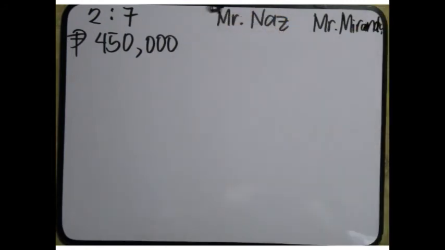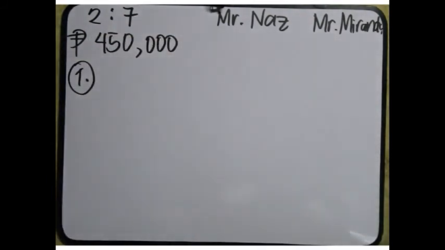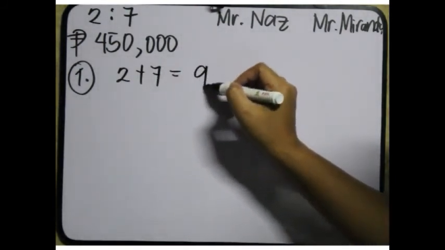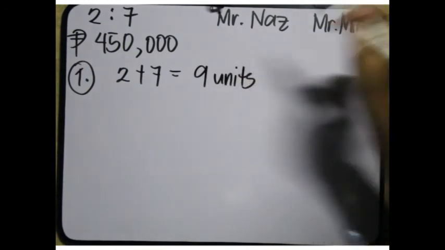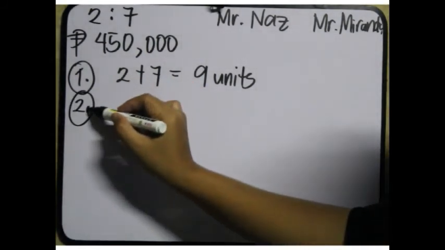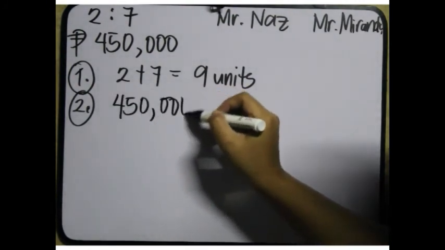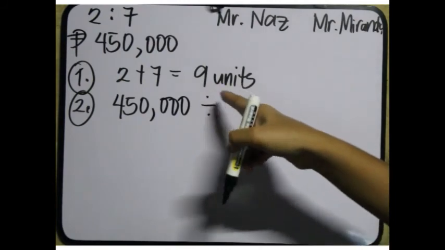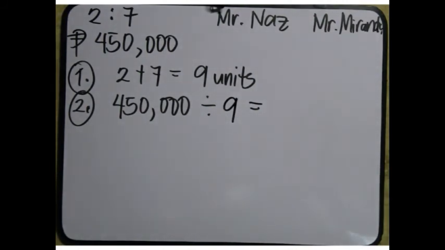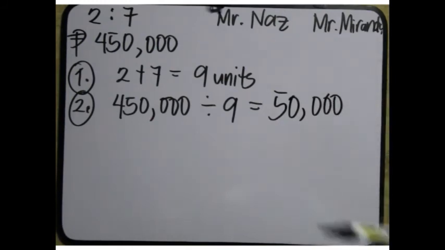Okay, to solve that one, our first step, we need to add the units for our given ratio. So 2 plus 7, that will be equivalent to 9 units. The next one, the total profit, which is 450,000, we need to divide by this unit. 450,000 divided by 9 is 50,000. Okay, now we have 50,000.